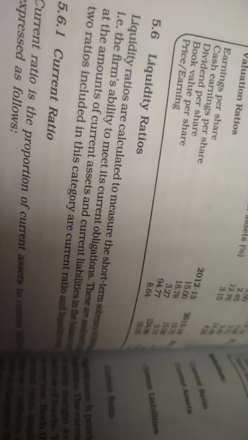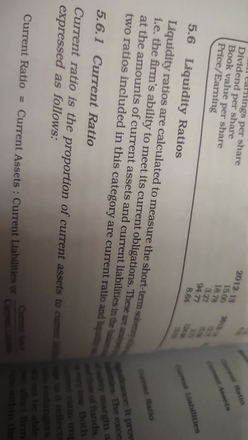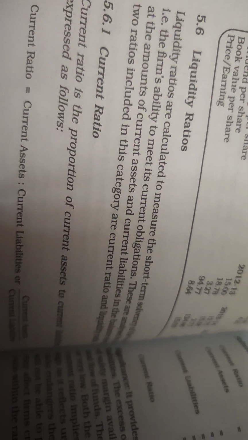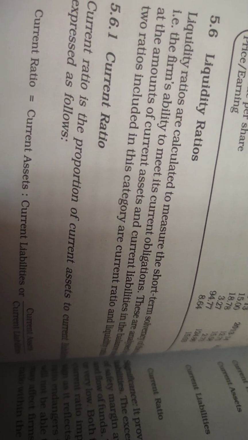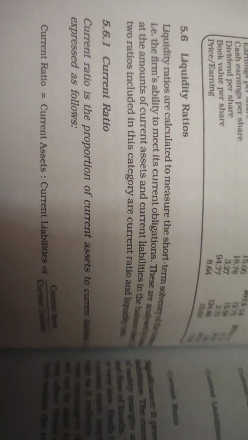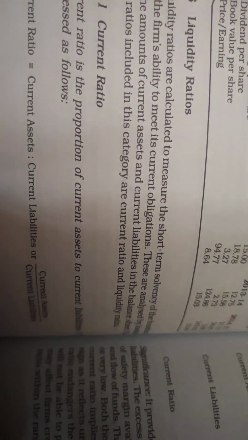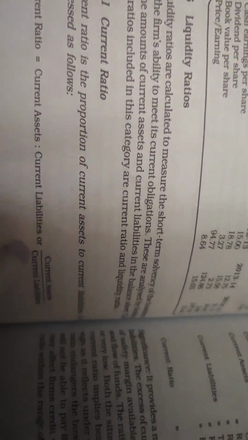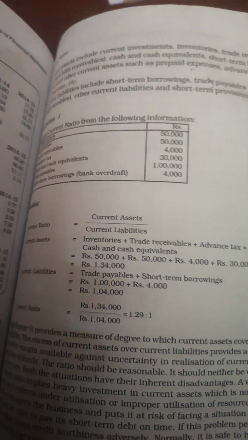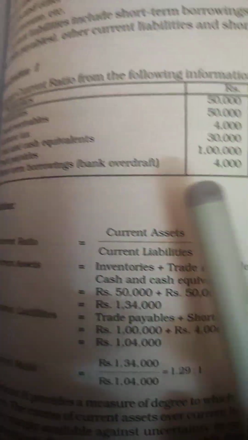Now we can move on to the first category, liquidity ratios. In liquidity ratios, we have to study only 2 categories of ratios, that is current ratio and quick ratio. Current ratio shows the relationship between the current assets and current liabilities, and the equation is current assets divided by current liabilities. I will show one problem regarding the current ratio so that you can easily understand it.